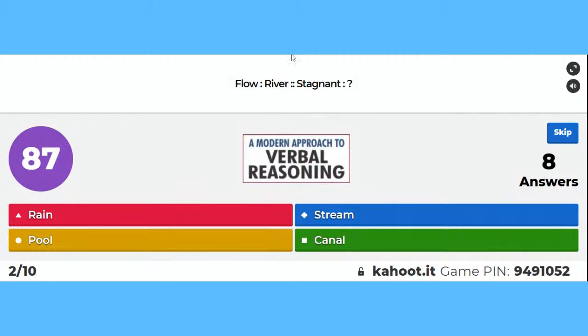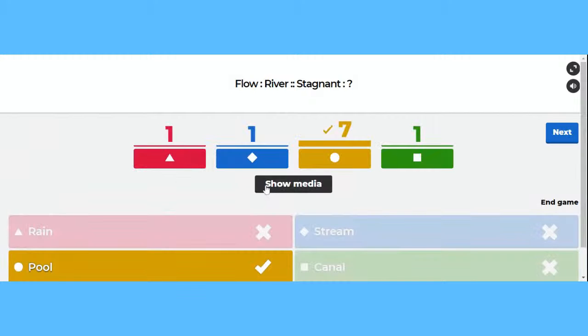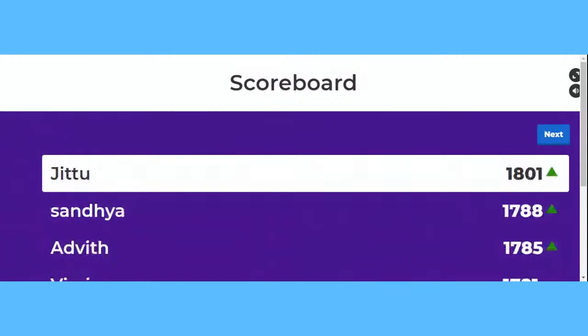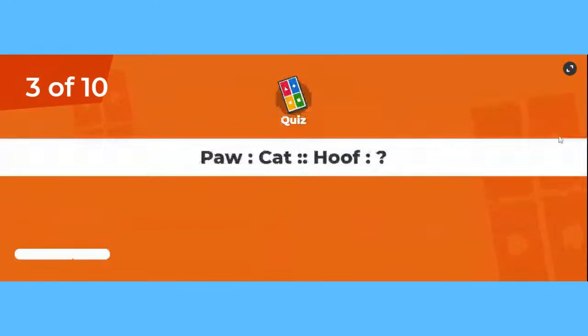You still have plenty of time. Oh, I have got 10 answers out of which 3 are wrong and 7 are correct, and the correct answer is pool. So now let's move on to the next question. Before that, let us check the leaderboard. Oh, Jitu is in the first position and Sandhya in the second and Advait in the third. I hope you keep the same. Now comes the next question.